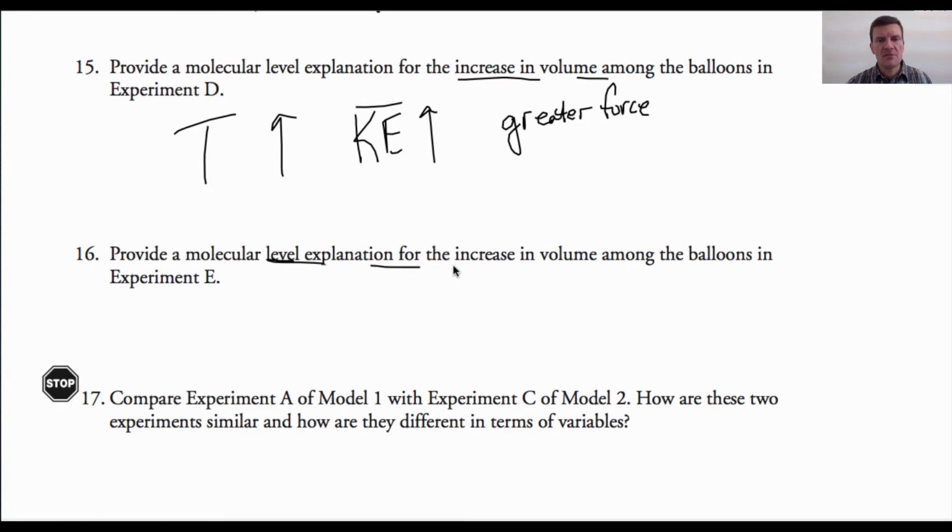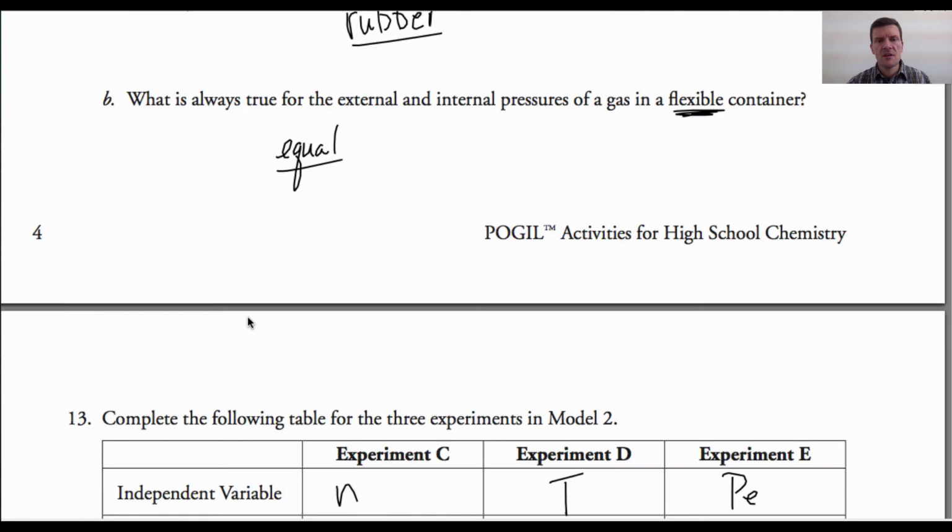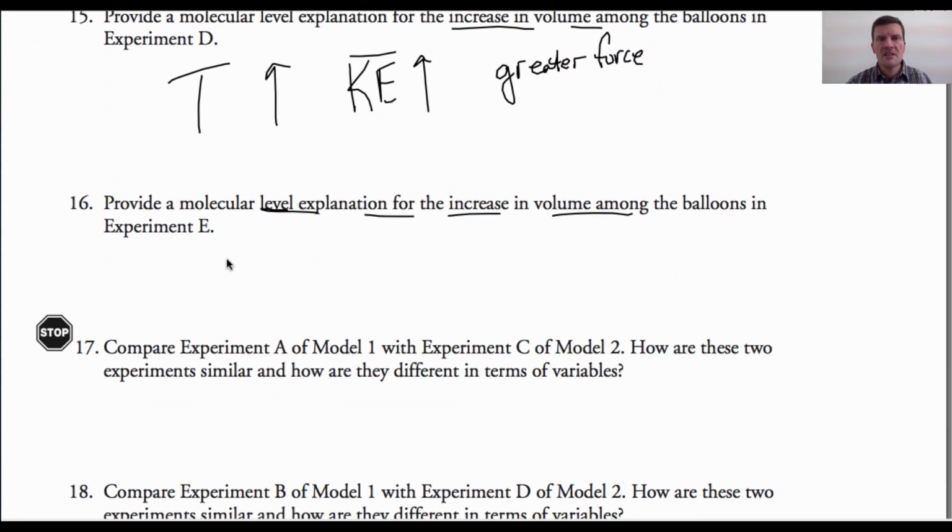Provide a molecular level explanation for the increase in volume among the balloons in experiment E. In experiment E, we are reducing the external pressure. Reducing the external pressure means it is going to allow the particles inside the balloon to push outward. They're going to continue to push outward, but now the external pressure is reduced. Imagine this is the wall of the balloon: you've got pressure internal pushing here, and pressure external pushing, and they match. Now all of a sudden you lessen this. Okay, this force here is going to be smaller than it was before.